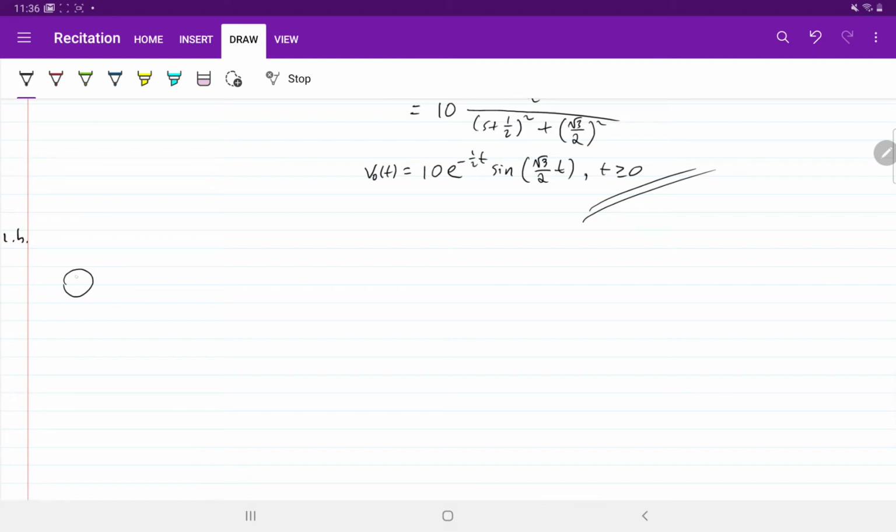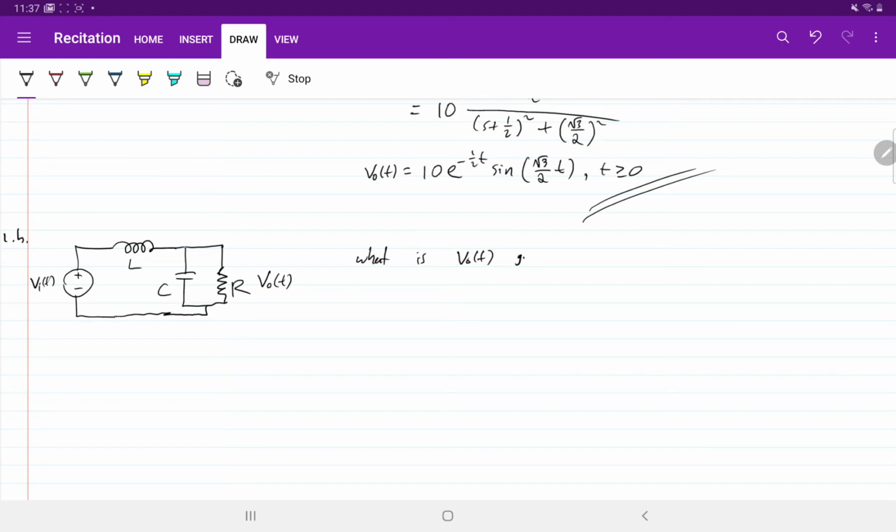We have power source, again v_i of t, inductor L, but in parallel with, sorry, the inductor is in series with a parallel combination of resistor R and capacitor C. Okay, the same question: what is the time domain solution given a 5 volts constant voltage source? We have 5 volts again, so what is the output voltage?